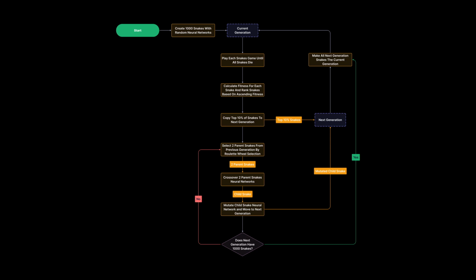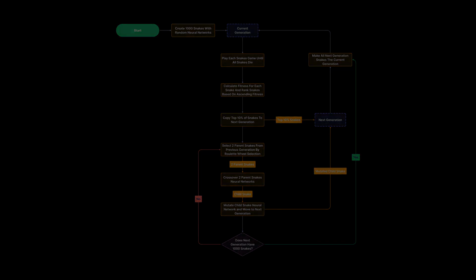These 2 parent snakes will then cross over their neural networks and produce a child snake. Then the child and a mutated child will then move to the next generation. This process will repeat until the next generation has reached the desired population of 1000 snakes. Then this next generation will become the current generation, and the cycle repeats. Using this, hopefully, over many generations, the snakes will learn to play Snake.